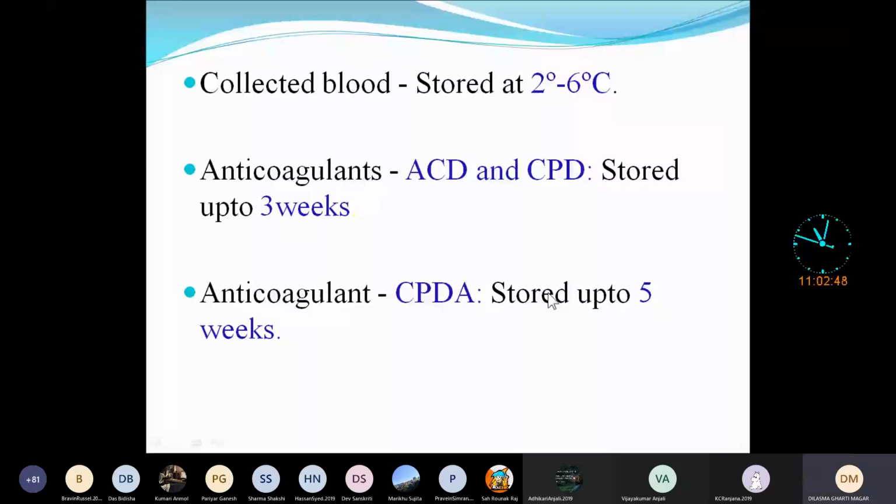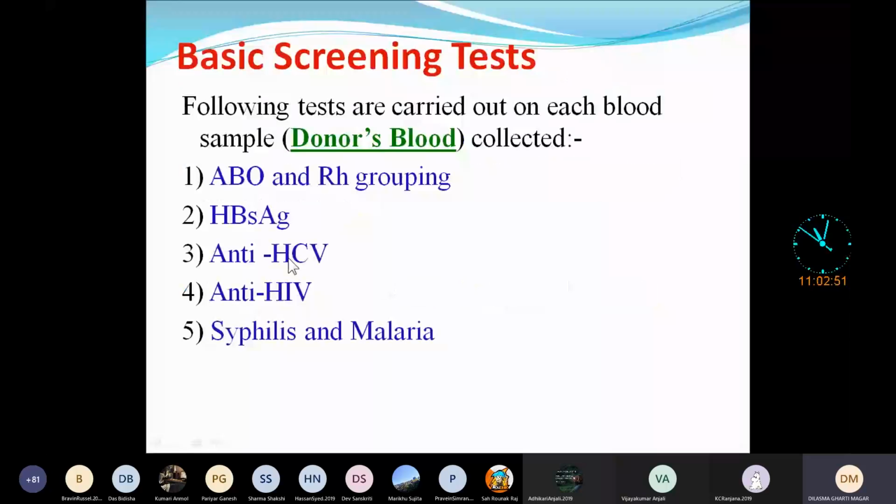Now we will see the basic screening test. This is also important for you because in your viva they will ask you what tests are done on the donor and what tests are done on the recipient. Understood here? So the basic screening test you have to remember. You can mark this, or remember that this is important. So now the following tests are carried out on each blood sample, or the donor's blood.